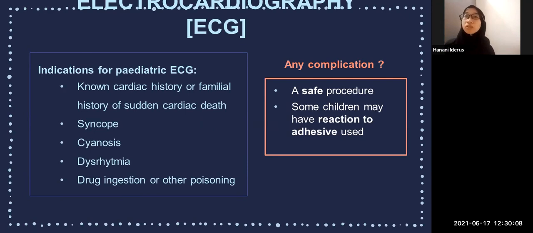In adults, the usual indication for ECG is chest pain, but chest pain is quite an uncommon complaint in peds. So what is the indication of ECG in peds? We do ECG in children that have a cardiac history or a family history of sudden cardiac death. It can also be done for patients presenting with syncope, cyanosis, dysrhythmia, tachyarrhythmia or bradyarrhythmia, and in cases where we suspect drug ingestion or other poisoning.